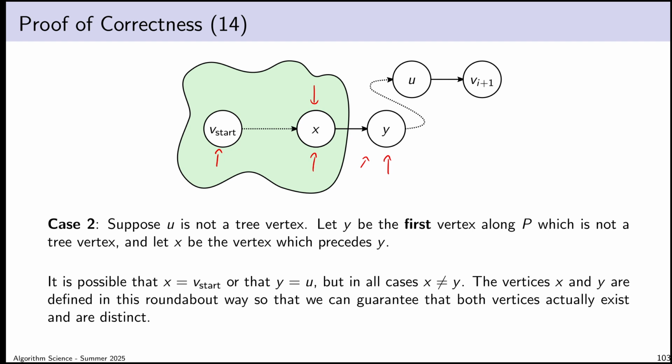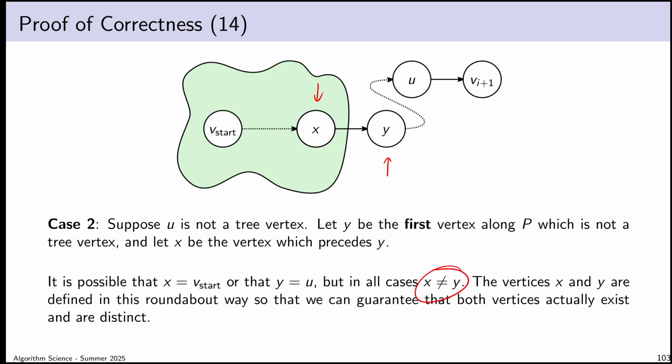Now, it looks from the diagram, because the diagram is just an illustration for me to wave my hands at, as if vertex x and vertex y are somehow separate from all of the others, but that doesn't have to be the case. Nothing prevents v start from being vertex x, and nothing prevents u from being vertex y. Both of those could be the case. But in all cases, because y is out of the tree and x is in the tree, x and y must be two separate things.